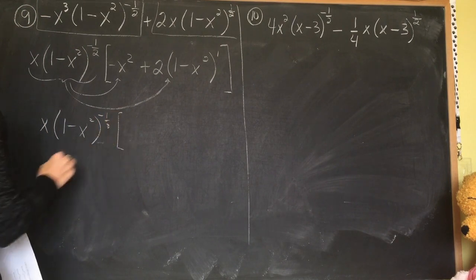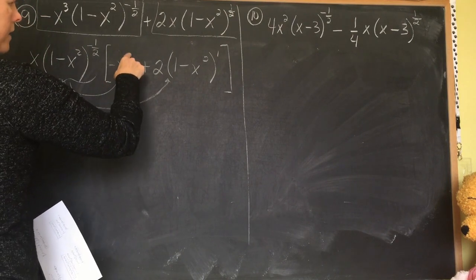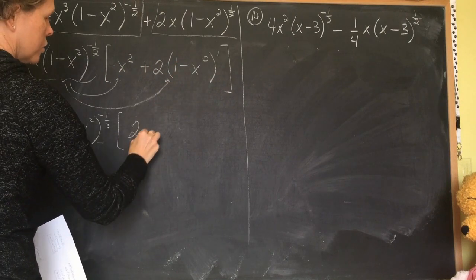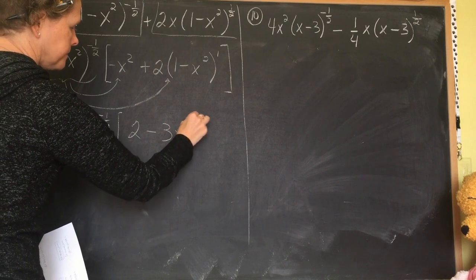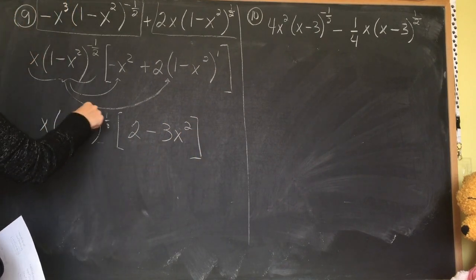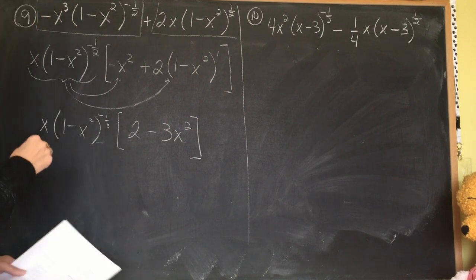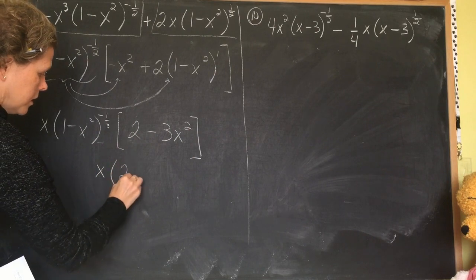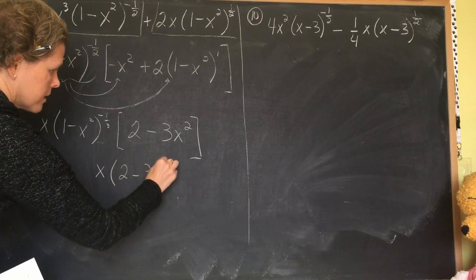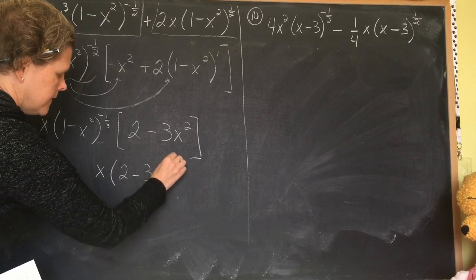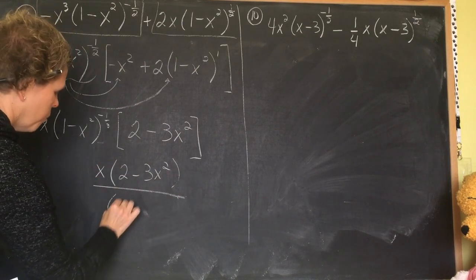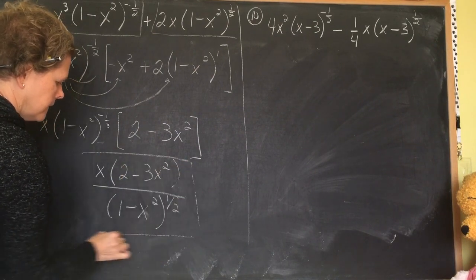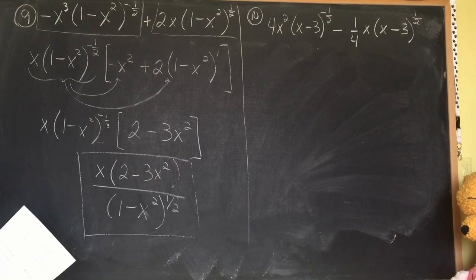So then I just have to simplify what I have in the brackets. So a negative x squared, this is going to give me a negative 2x squared. So I'm going to have 2 minus 3x squared. But you can't have a negative exponent. So again, be very deliberate about what's in the numerator and what's in the denominator. So my answer is going to be 2 minus 3x squared all over 1 minus x squared to the positive 1/2. All right, there's number 9.